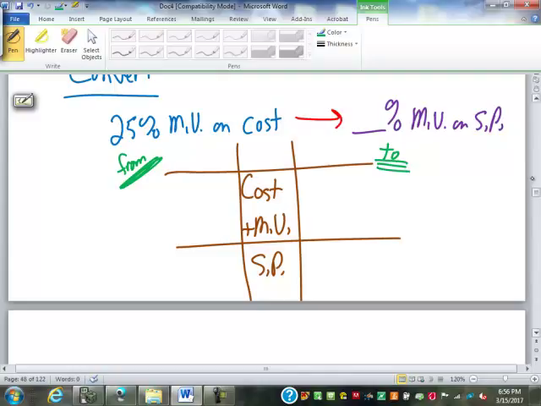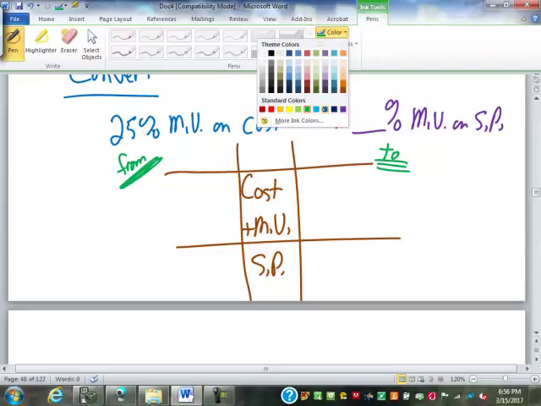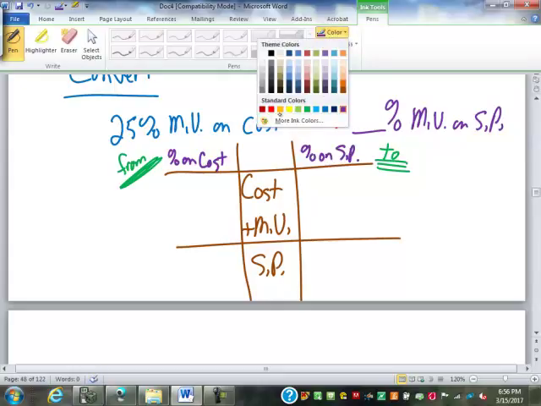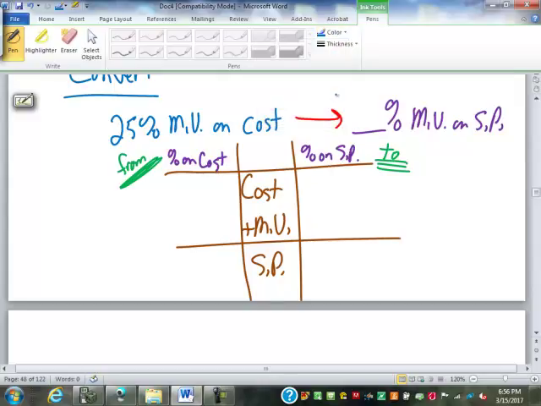Notice I just label them from and to. I am going from percent on cost to percent on selling price. We don't have any dollar amounts here. We're working strictly with percents. So both sides of this are percents. Just one side is the percent based on cost, and the other side is the percent based on selling price.